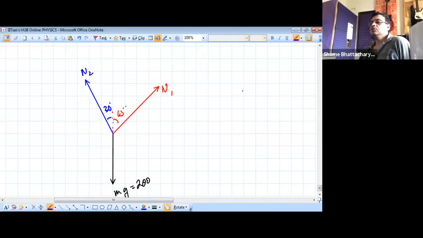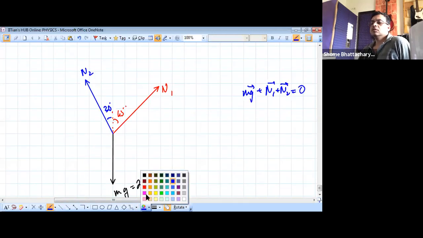And their sum was zero. Mg as a vector plus N1 as a vector plus N2 as a vector was zero because the body was in equilibrium. So now if you see, this angle is 135 degrees.